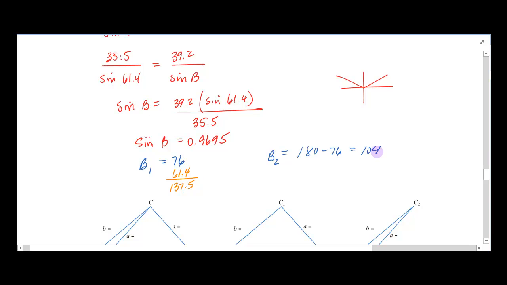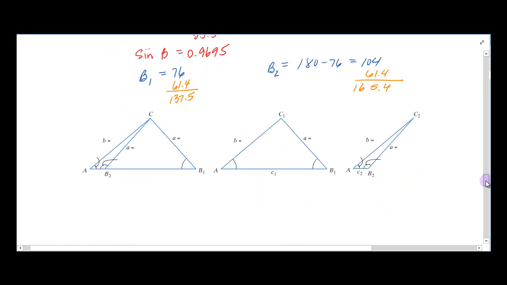Does that hold true over here for 104? So let's add our angle A to that, 61.4. And when we do, we end up with 165.4. So in other words, I'm still less than 180, and I've still got some room for angle C. So both of these angles work for my triangle, and we need to account for that information when we're solving.